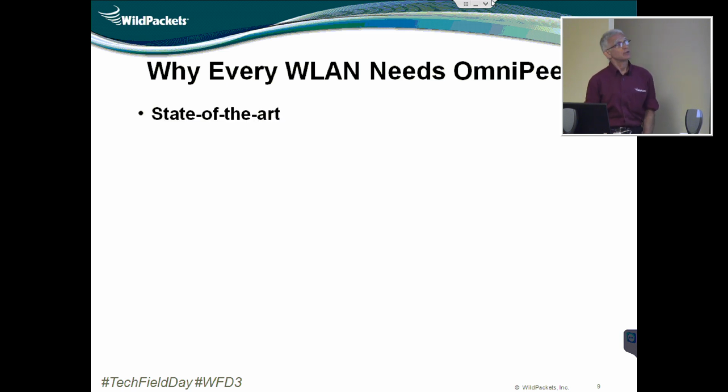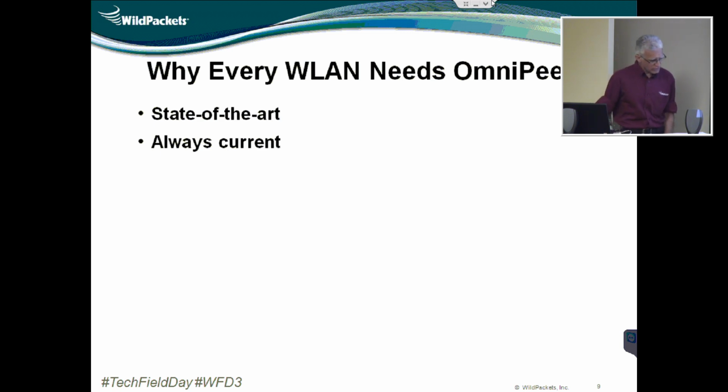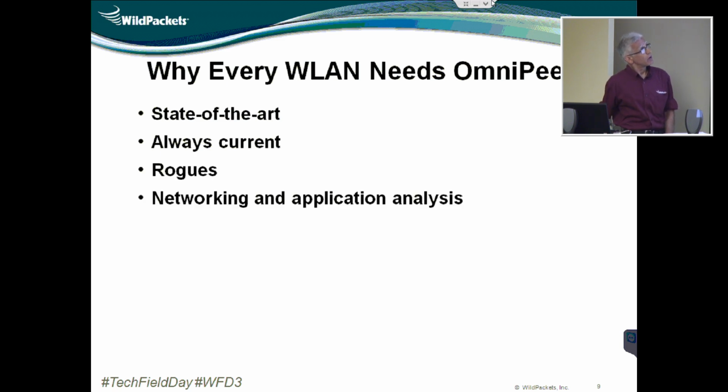Why do people need OmniPeek? Well, we stay very current with the state of the art. And I'm going to show you that in here with things like Monty mentioned with 11AC and some of the new decodes. One of the first places we're going to go is a dashboard we call Compass that's got a lot of new wireless features in it. Always current, again, same points, right? AC and the new decodes. And then rogues, I'll show you how to do that in the demo.